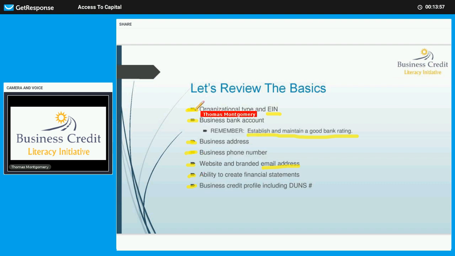So again, the great thing is if you're not clear on any of these or need guidance or assistance, we can assist you in that. But these are some important items, almost a checklist of how to properly set your business up and certainly to position it for access to capital.